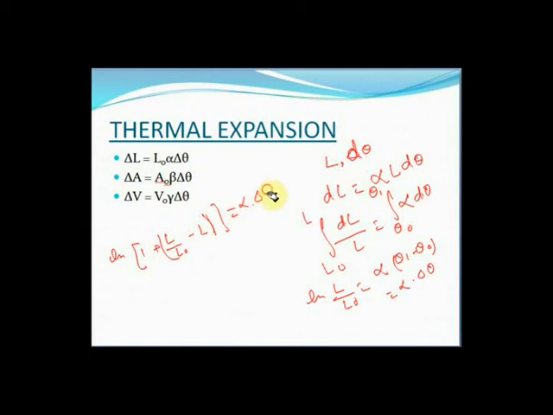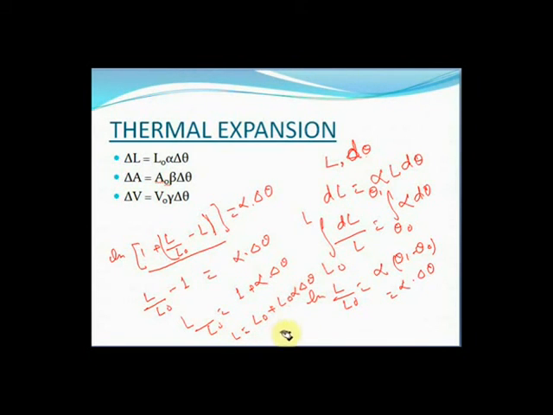Now we can expand this term, that is, this is the expression for ln 1 plus x, where x is L by L naught minus 1. So for very small temperature difference we can approximate this term to L by L naught minus 1. So L by L naught minus 1 is equal to alpha into delta theta, or L by L naught is equal to 1 plus alpha into delta theta, or L is equal to L naught plus L naught alpha delta theta.